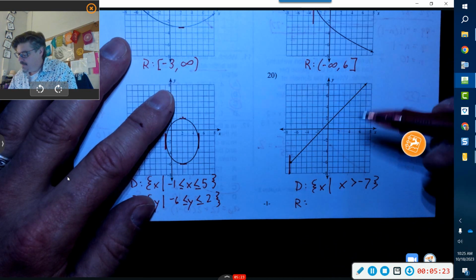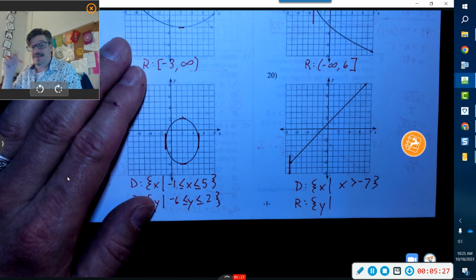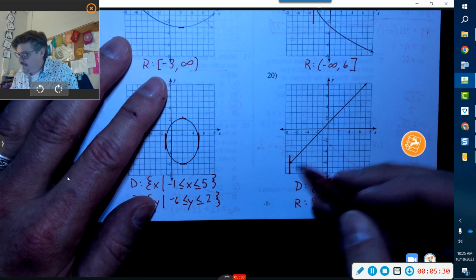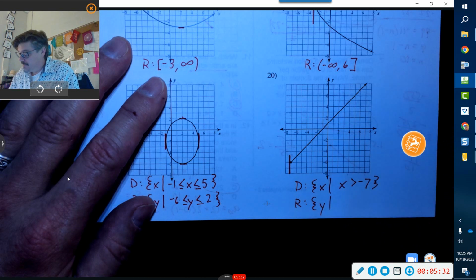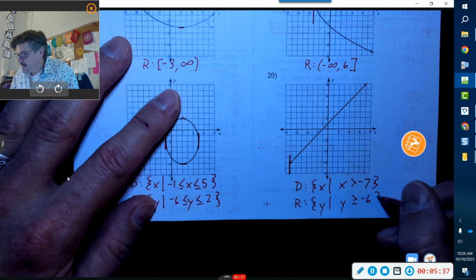The range would be the lowest is negative 6. Okay, now remember the range, we switch to y. We go from negative 6 above. Okay, so we are at y is greater than or equal to negative 6.